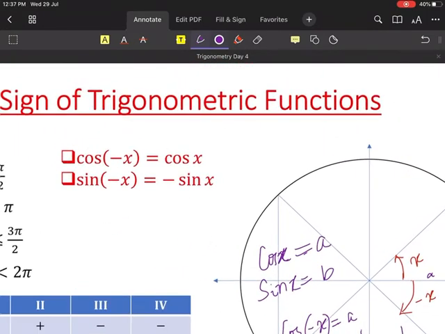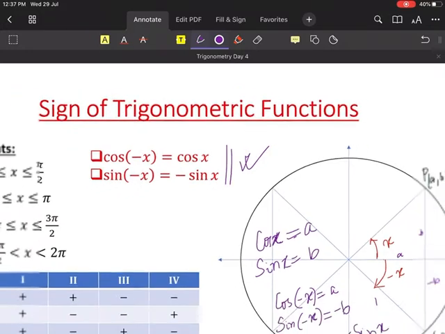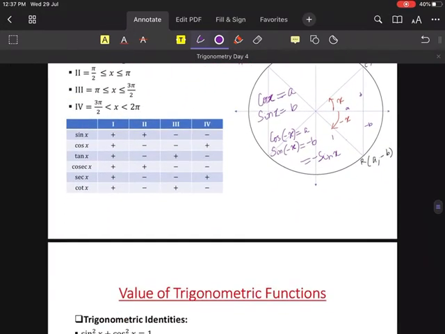Yes. So please remember these formulas. These two formulas are very, very important. Cos of minus x is cos x, and sine of minus x is minus sin x. Understood? Very, very important.